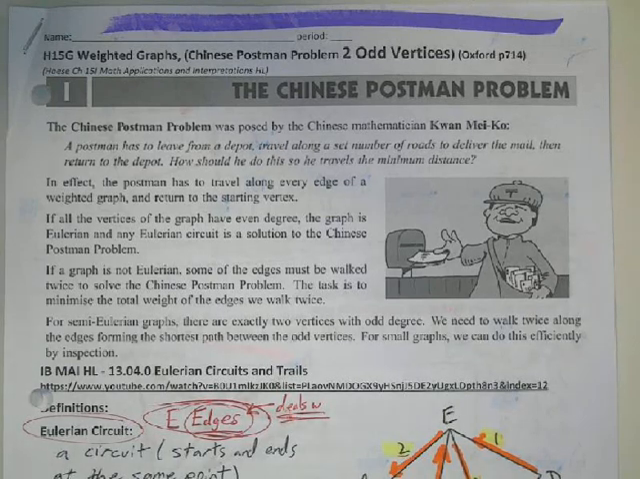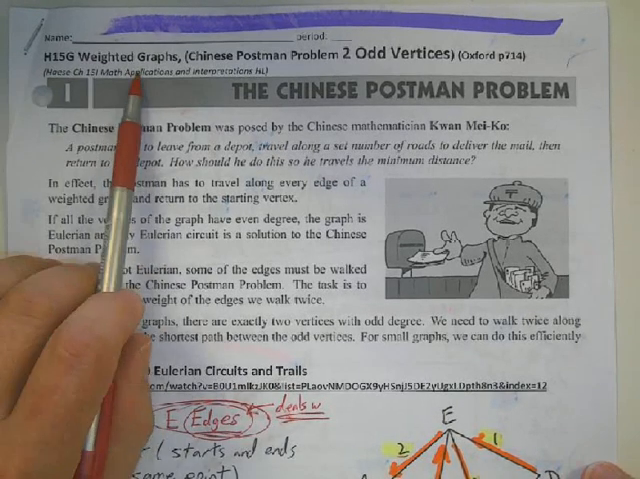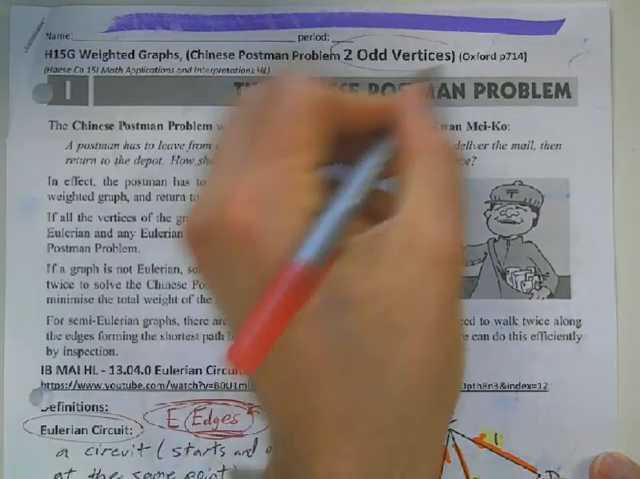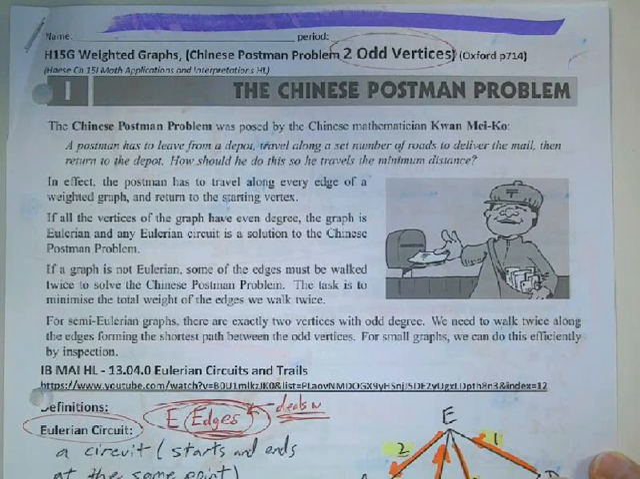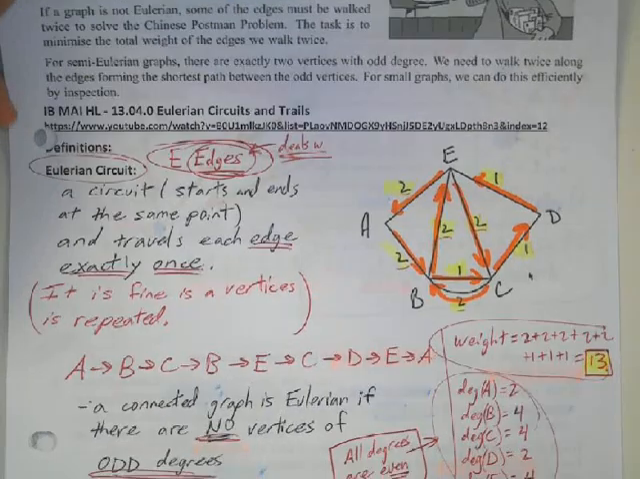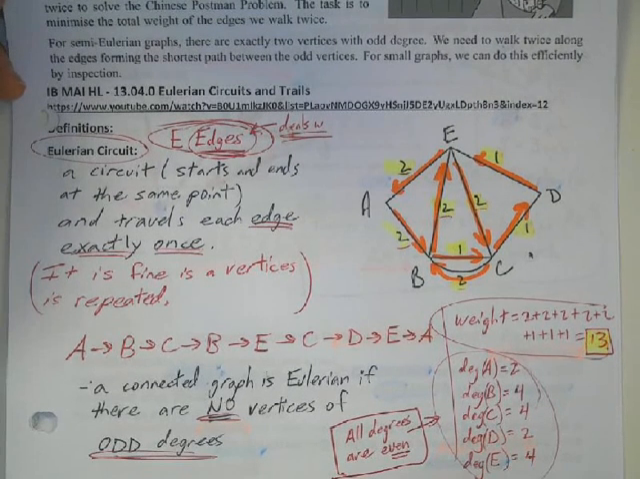Okay, now we're going to talk about weighted graphs, the Chinese Postman problem with two odd vertices. We'll talk about four odd vertices a little later. And to begin with, we're going to talk about Eulerian circuits and semi-Eulerian circuits.